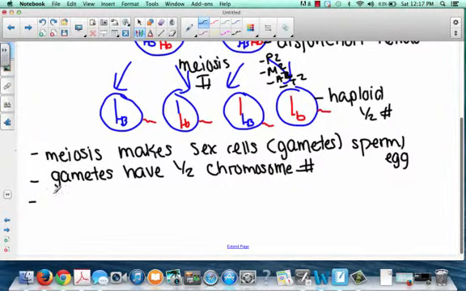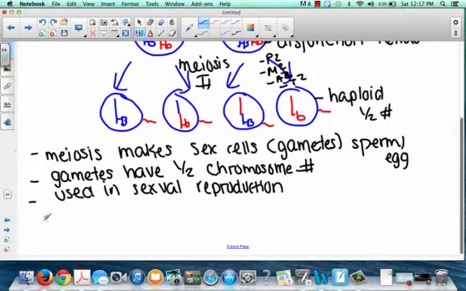Remember, this is involved in sexual reproduction. Let's write that: it's used in sexual reproduction. Sperm and egg are going to go through fertilization, which we've already talked about.